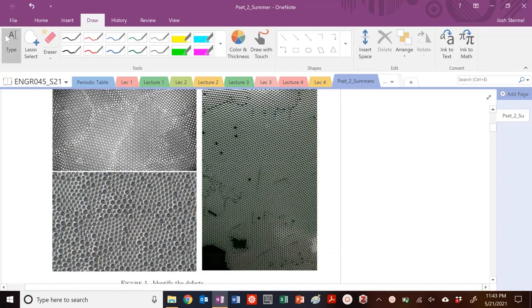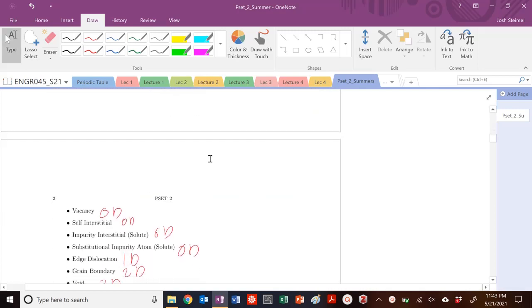Let's see if we can find some vacancies. Here's a vacancy, where we have atoms that are missing. Vacancy, vacancy, vacancy. Excellent, so we got that ticked off the list.